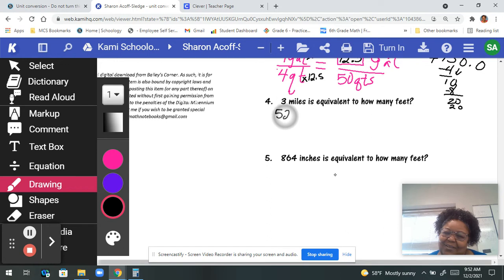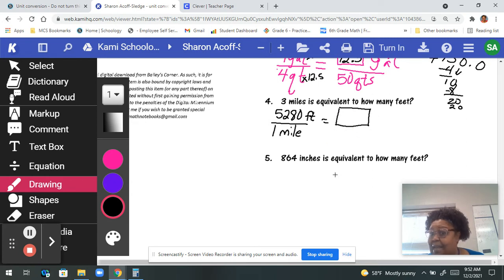So as I told you, there are 5,280 feet in 1 mile. So we're trying to see how many, and that is the abbreviation for foot and feet. So how many feet are in 3 miles?